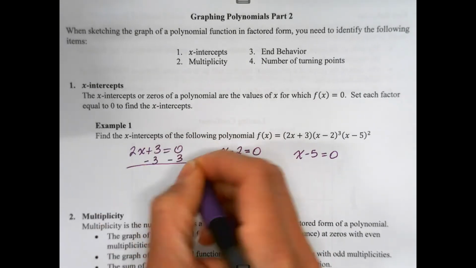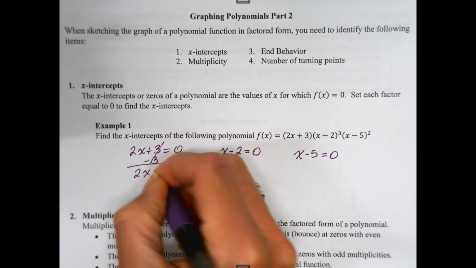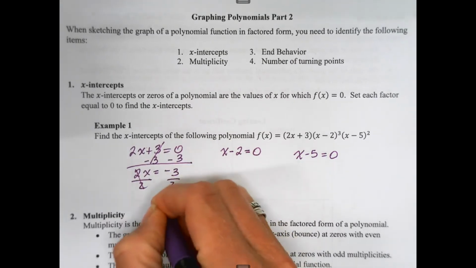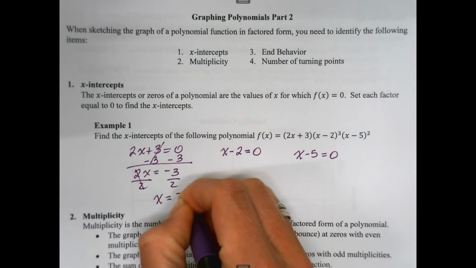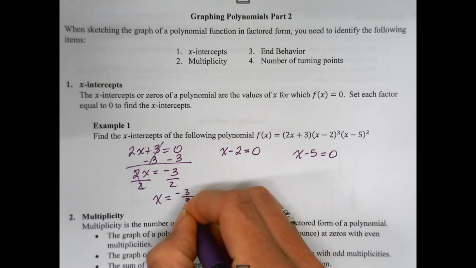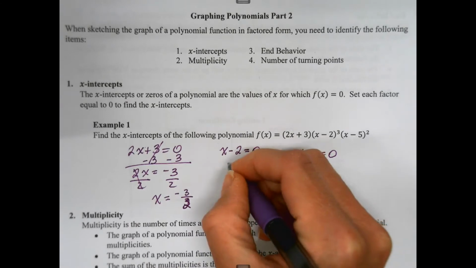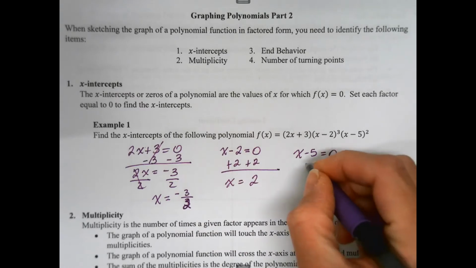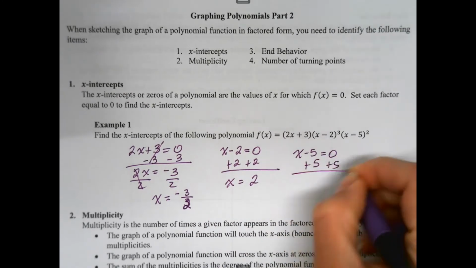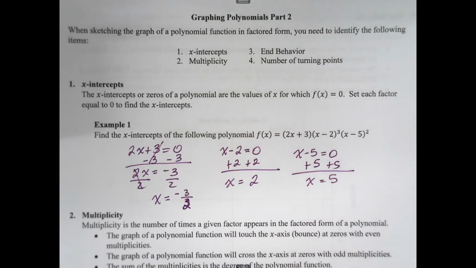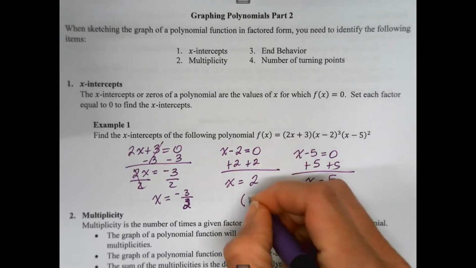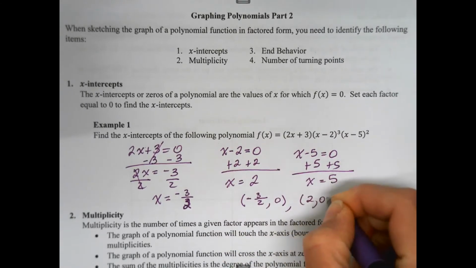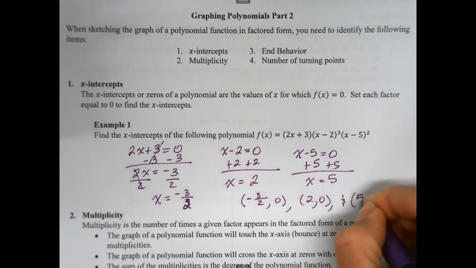We subtract 3 from both sides. 2x is equal to negative 3. Then divide by 2. So one of our x-intercepts will be located at negative 3 halves, or 1.5. We have one at positive 2, and we have one at positive 5. Therefore, our x-intercepts are going to be (-3/2, 0), (2, 0), and (5, 0).